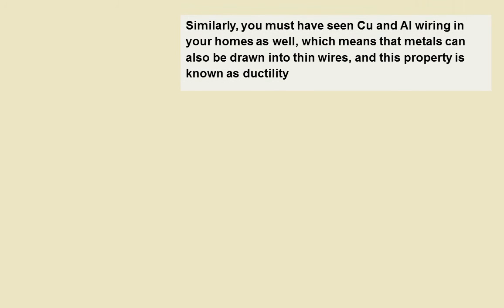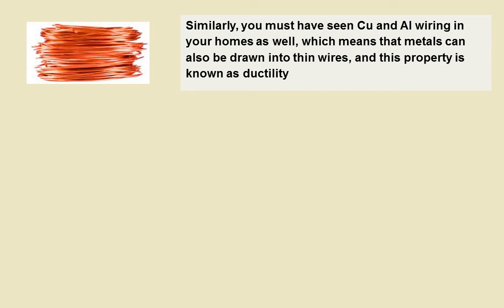Similarly, you must have seen copper or aluminium wiring at your homes. So that means metals can also be drawn into thin wires, so they are ductile in nature, and this property is known as ductility.